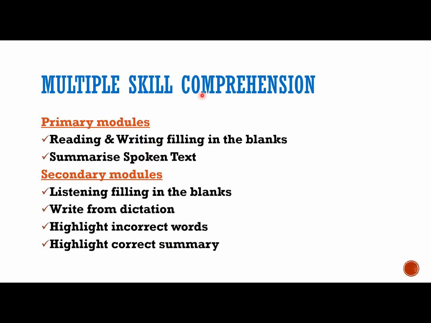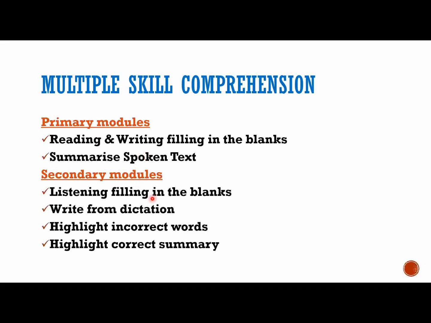Means if your multiple skill comprehension is weak, your lines are not completed, it means there is some problem in these modules, like reading and writing fill in the blanks, then summarize spoken text, because summarize spoken text will be checked by the AI on the basis of content, spelling, grammar, vocabulary and form. So just write within 50 to 70 words and within the time limit of 10 minutes, because if you do not click on the next button, then your question will not be checked by the AI. So always click on the next button after completing your answer.